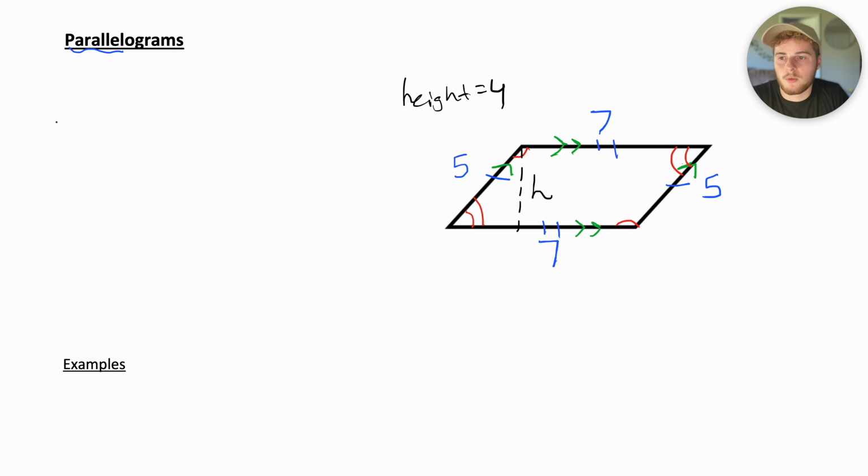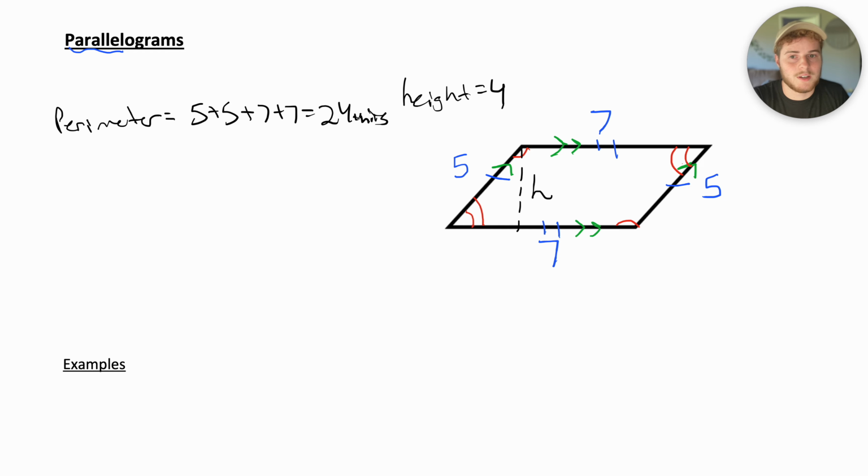We're going to first talk about perimeter here. When looking at perimeter, same as all of our shapes, we know that perimeter is the sum of all the sides. So in this we have 5 plus 5 plus 7 plus 7, which is 24 units. And now we can look at area.